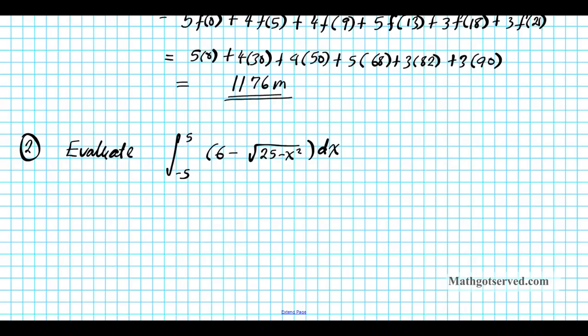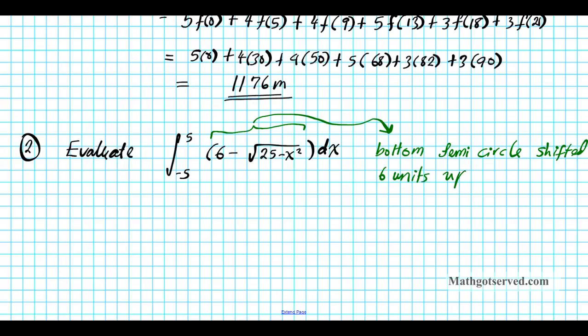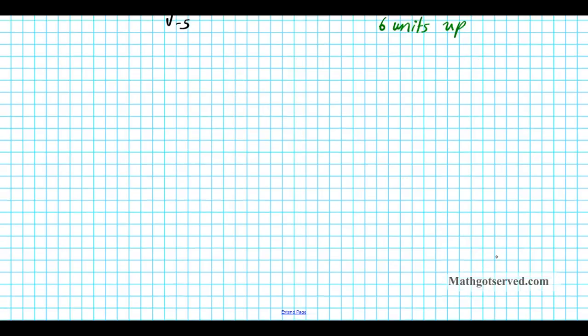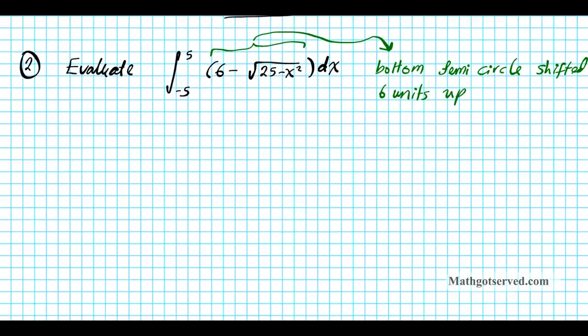Alright, so before I graph it, let me write it in word form. So this portion right here, the integrand, is a bottom semicircle shifted 6 units up. So that's basically the situation we're dealing with here. Let me give you a sketch of the situation, and then we can use that appearance to determine the area. So there goes our coordinate system.